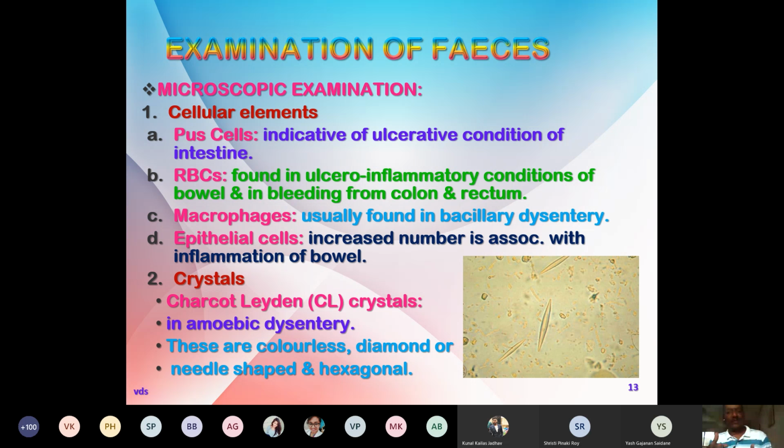And most importantly, detection of crystals, particularly the crystals which are called Charcot-Leyden crystals, which are present in amoebic dysentery. Now these crystals are usually elongated needle-like structures. They are diamond shaped and hexagonal on cross section. Such Charcot-Leyden crystals present in amoebic dysentery are a very characteristic feature of intestinal amoebiasis, acute cases of amoebiasis.